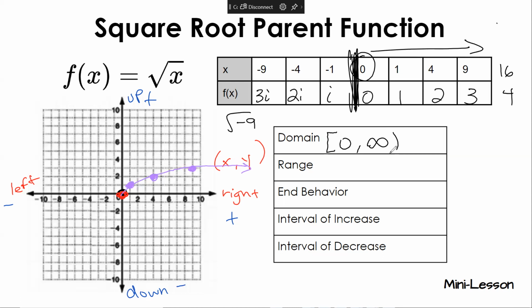Now, notice how I used a bracket on one side and a parentheses on the other. Bracket means we touch that point. Parentheses means we can't touch that point. It just continues to that point. Okay, so again, bracket means inclusive. Parentheses means not inclusive. Can you actually touch infinity? No. So that's why we're going to use that parentheses.